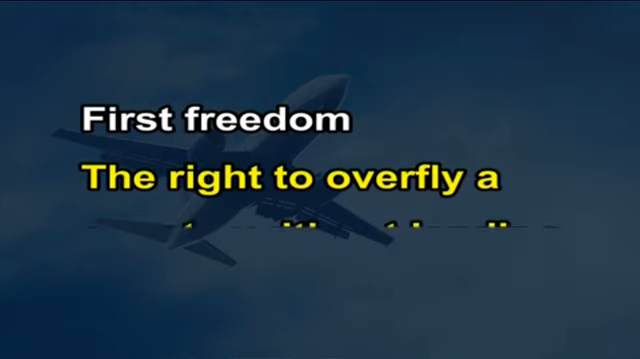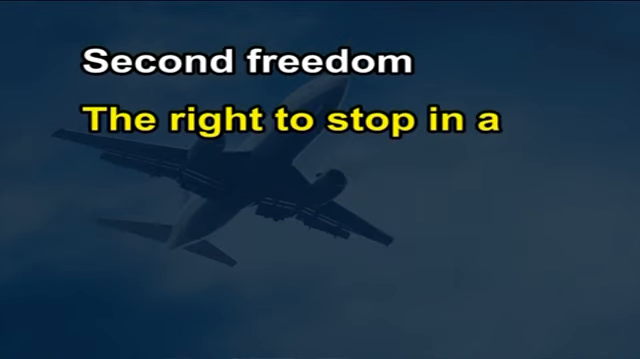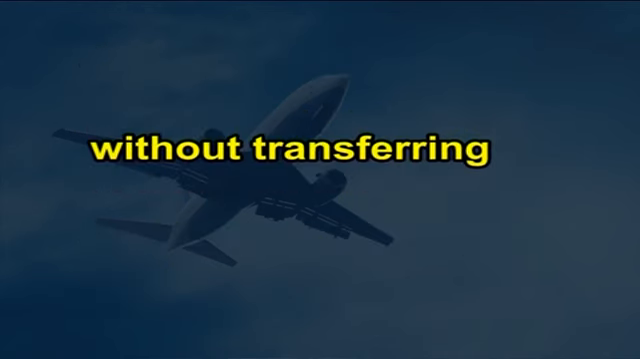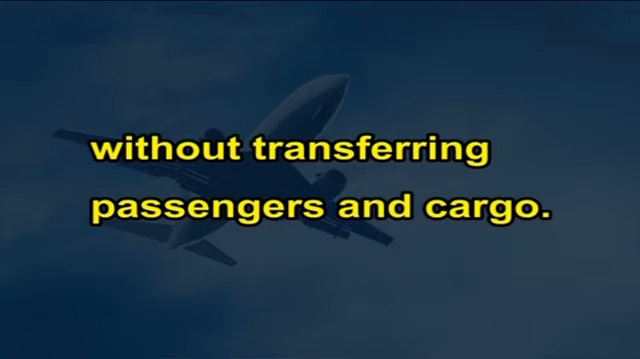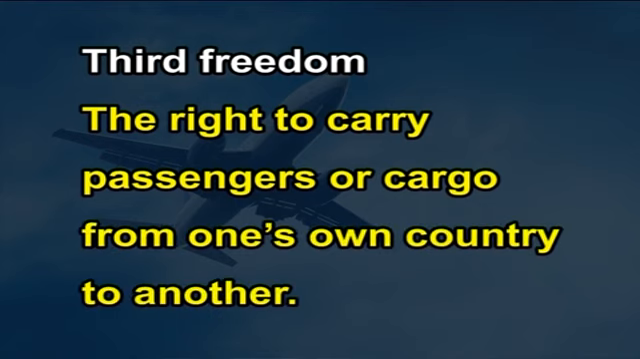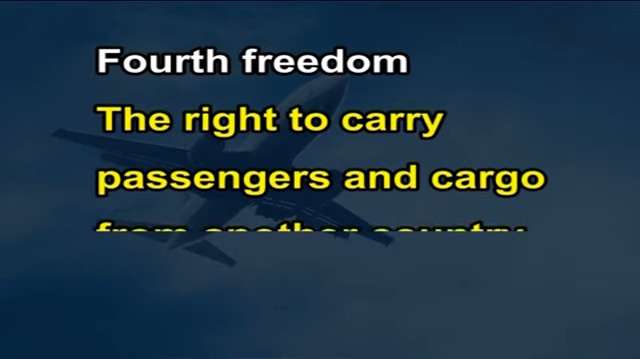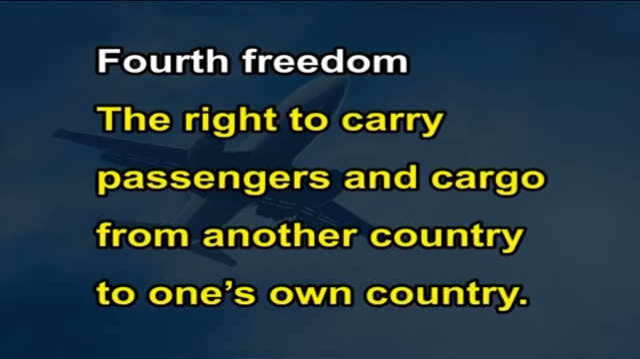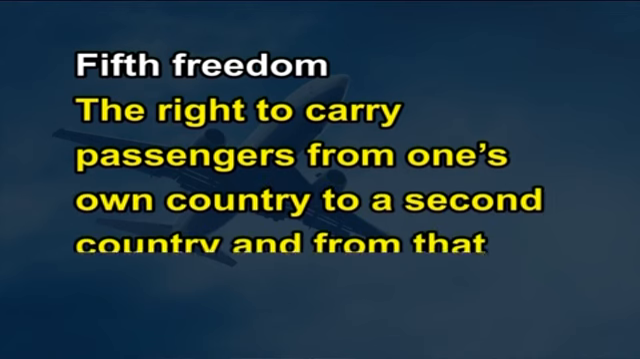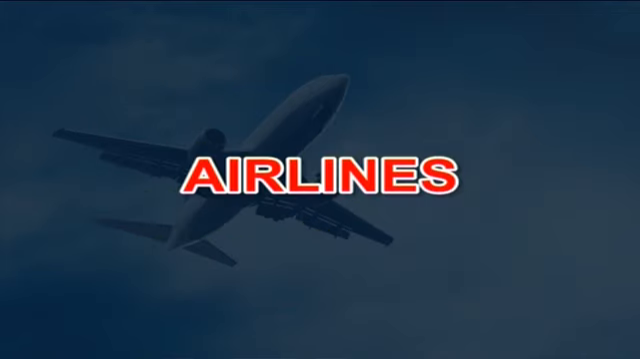First freedom, the right to overfly a country without landing. Second freedom is the right to stop in a country on the way to another for refueling or maintenance without transferring passengers and cargo. Third freedom is the right to carry passengers or cargo from one's own country to another. Fourth freedom is the right to carry passengers and cargo from another country to one's own country. Fifth freedom is the right to carry passengers from one's own country to a second country and from that country to a third country. Next topic is airlines.